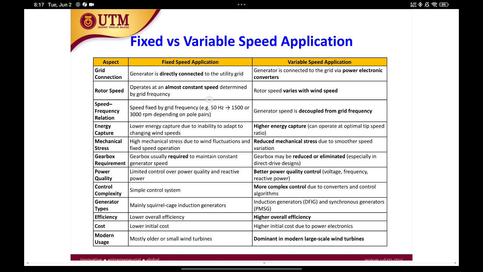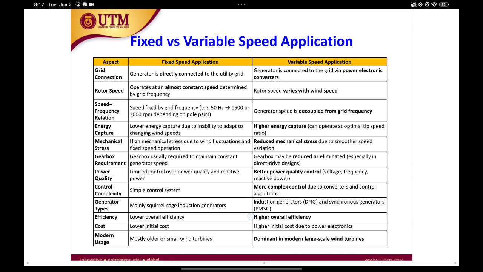Okay, so this one already explained. Rotor speed also already explained. So this one already explained also. Most of it already explained.